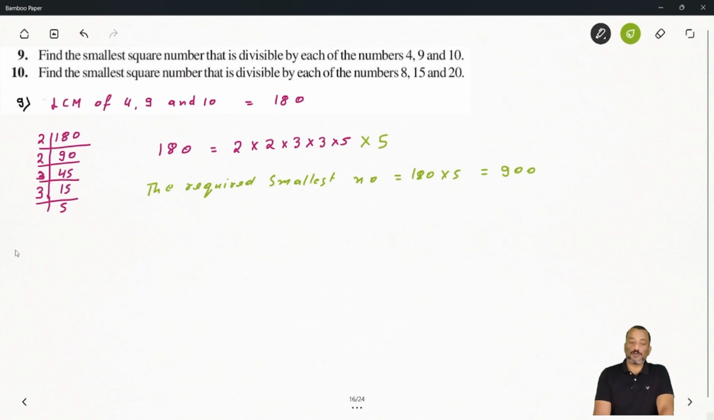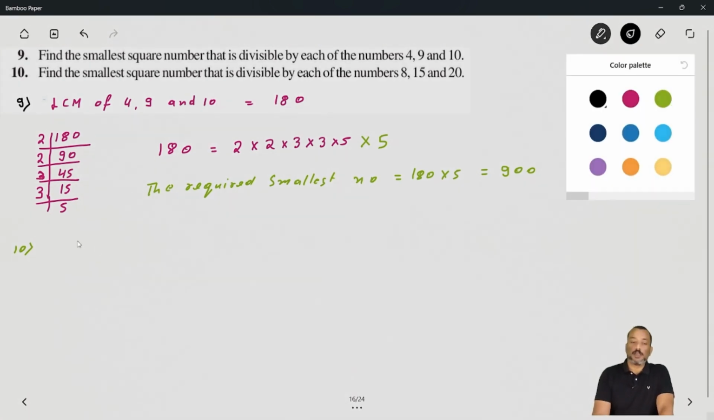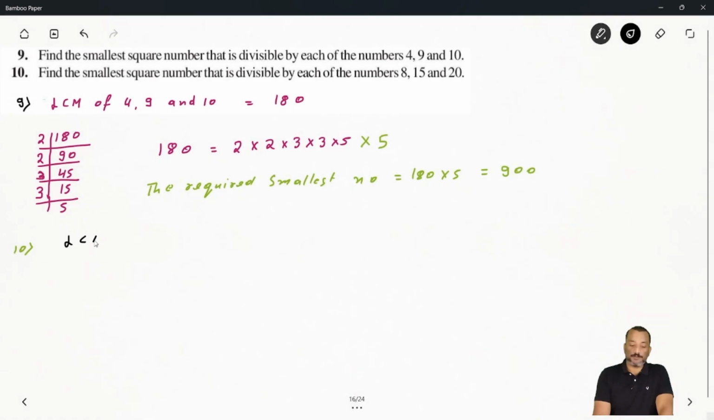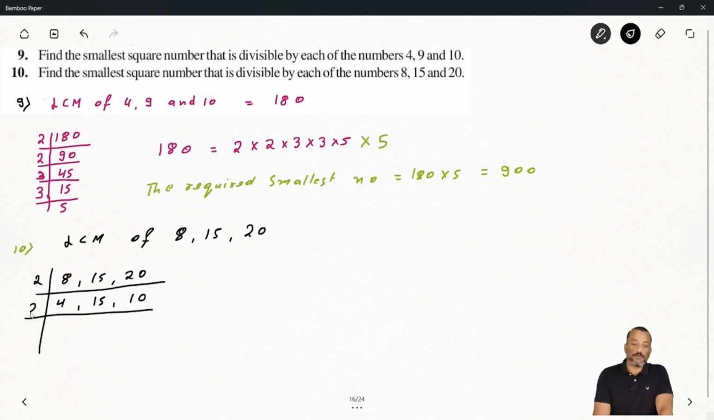Okay. Now let's see question number 10. So question number 10, it is the same way. Find the smallest number that is divisible by 8, 15, and 20. So same way here we take first the LCM of 8, 15, and 20. I will tell you also how you can find LCM. So you can take 8, 15, and 20. LCM you can find. So first you can go with 2. So here you will get 4, 15, and 10. Now after that again you can go with 2. So you will get 2, 15, 5.